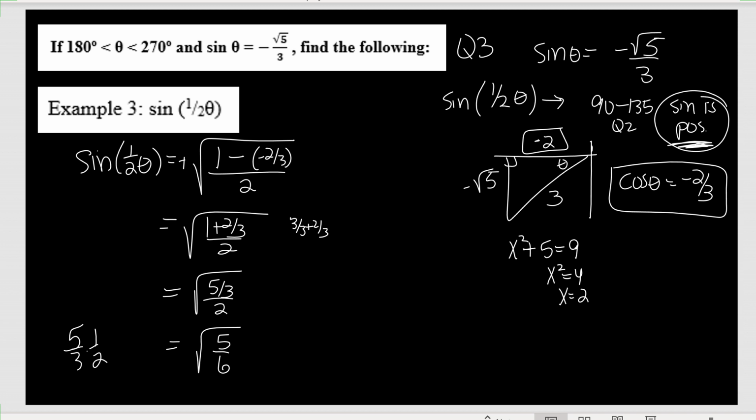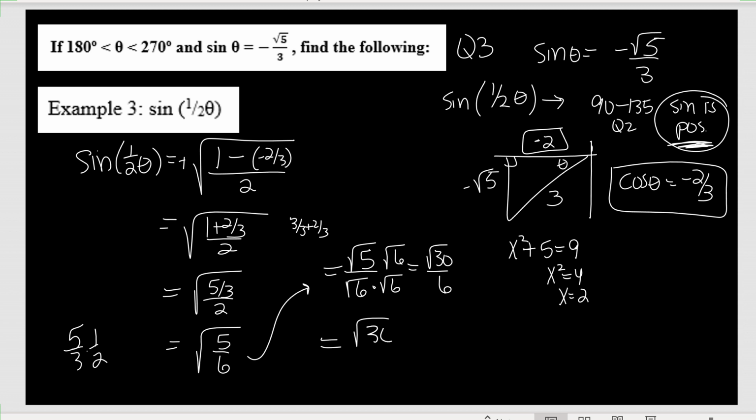Okay, so that answer is good. If you are asked to make sure it's in simplest terms, you would want to rationalize, so you'd have square root of 5 over the square root of 6, and we would multiply through by the square root of 6 in both numerator and denominator, simplifying to give us the square root of 30 all over 6 for sine of that half angle. Whew, that was a doozy.